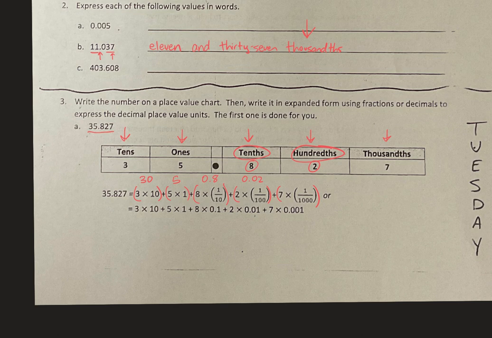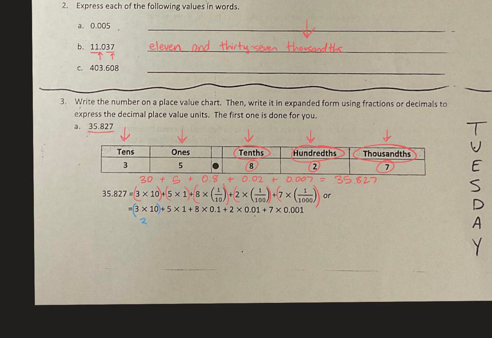And then finally, I have 7 times 1/1,000th. 1 over 1,000 is the same as 1/1,000th. So I have a 7 in the thousandths place. That's going to be 0.007, 7/1,000ths. Okay, and then I can come back and add in my plus signs, because then I would add it all up, and that would end up being what? 35 and 827 thousandths.